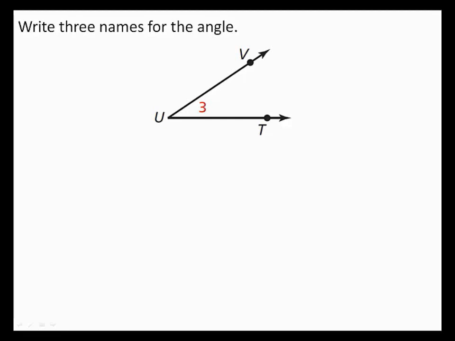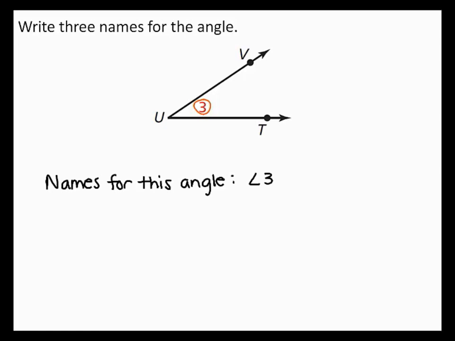Write three names for the angle. You can name an angle in several different ways. One way to name an angle is to use a number. The given angle is labeled with the number 3. So, one name for this angle is angle 3.